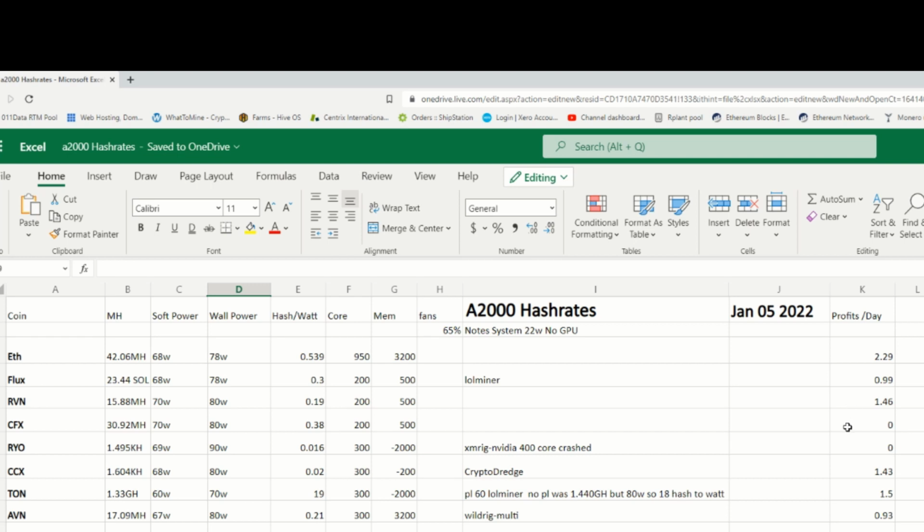Now CFX and Ryo are both showing zero in what to mine. So I don't know what's going on, if there's an error or something, or it's just not profitable. So I do got zero and zero here for that. CCX, so Conceal is $1.43 per day. Looks like Ton is $1.50 and AVN is sitting at 93 cents.